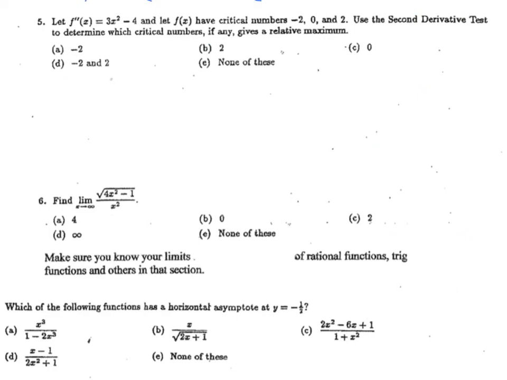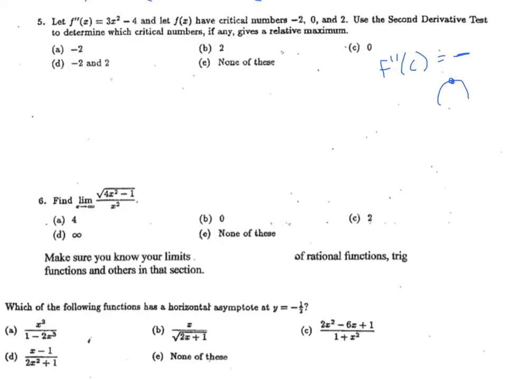In number 5, we're given the second derivative of our function, and we're also given the critical numbers. And we want to use the second derivative test to determine whether the critical numbers are relative maximums. So we know we'll get a relative maximum if we take a critical number and plug it into our second derivative and we get a negative number. The reason that will be a relative maximum is because we will be concave down at our critical point, which means that it has to be a maximum.